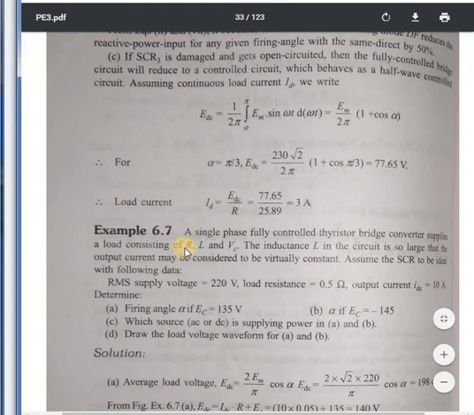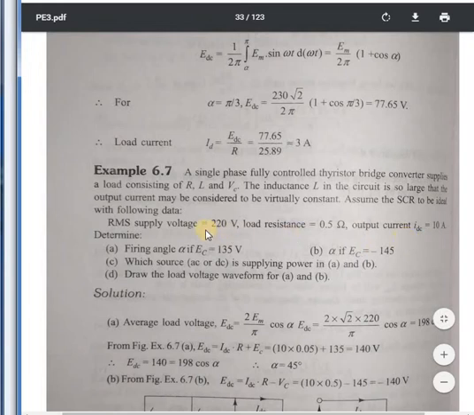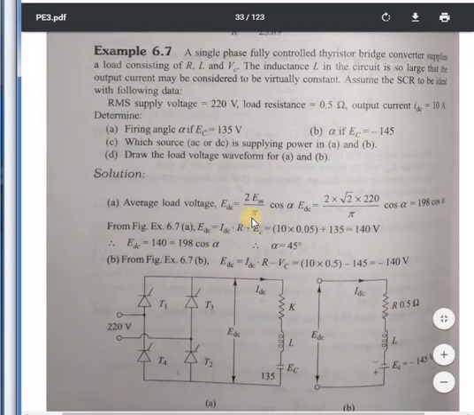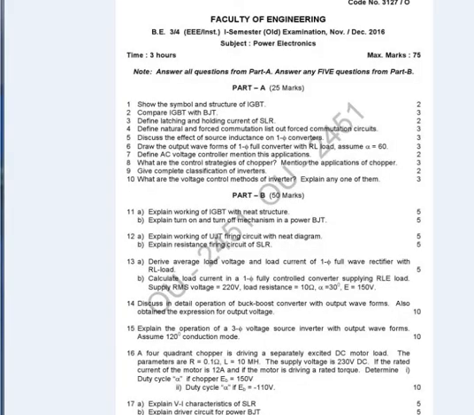Single phase fully controlled rectifier consisting of R, L, and E. So you are given your resistance, inductance and E. You have to find out the firing angle, power, and load voltages. So average voltage you have to find out. So RLE is there. Here the values are not given, but in this question the values of R, L, and E are given to you. R is equal to 10 ohms, alpha is equal to 30 degrees, and E is equal to 150, and L is not given.